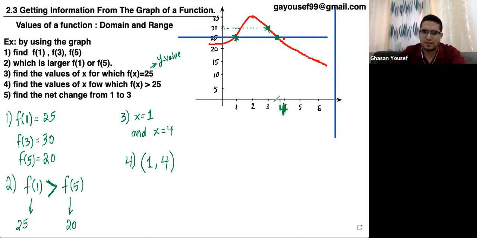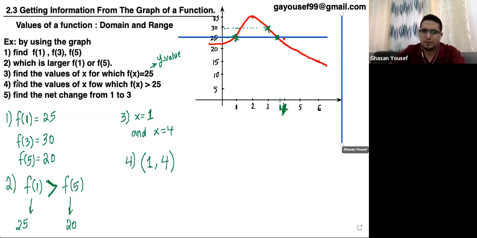or 3.6, all these values here are inside and satisfy f of x greater than 25. So the solution for number 4 is open parentheses from 1, and the 1 is not included, to 4, and the 4 is not included too.